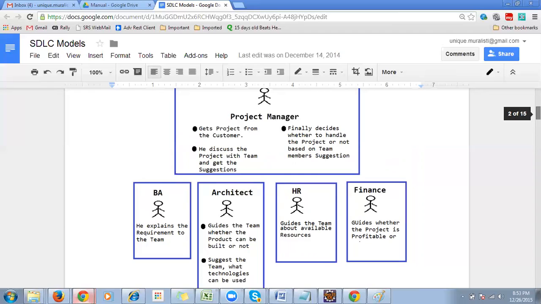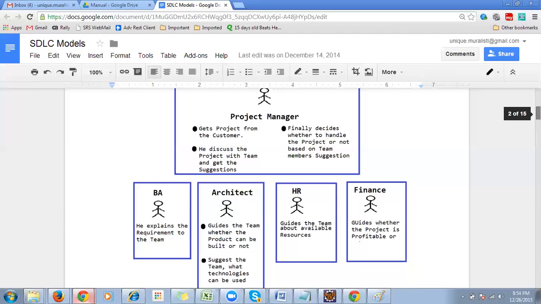Then the HR team will guide the team about the available resources. The architect will give information on the technologies we'll be using, and for this we need this many resources from our side. So what resources are available? And if we are going to get another resource, when can we get those resources into our team? All those things will be given by the HR team.